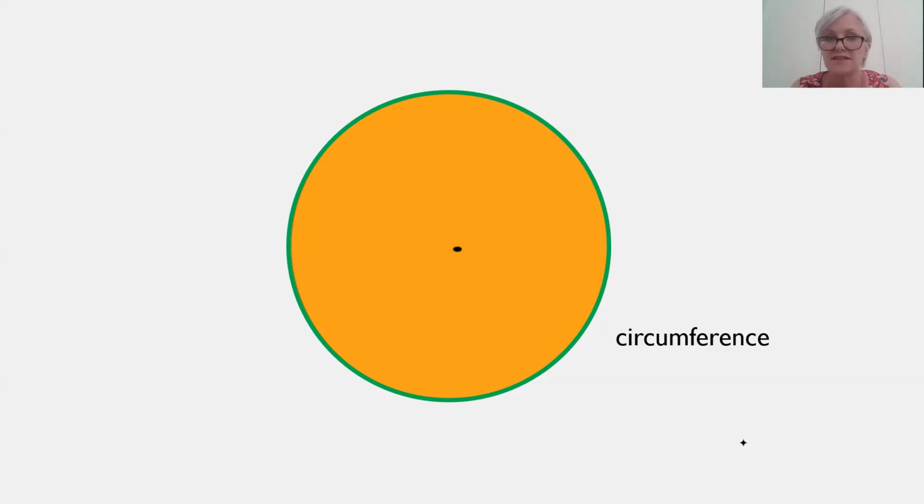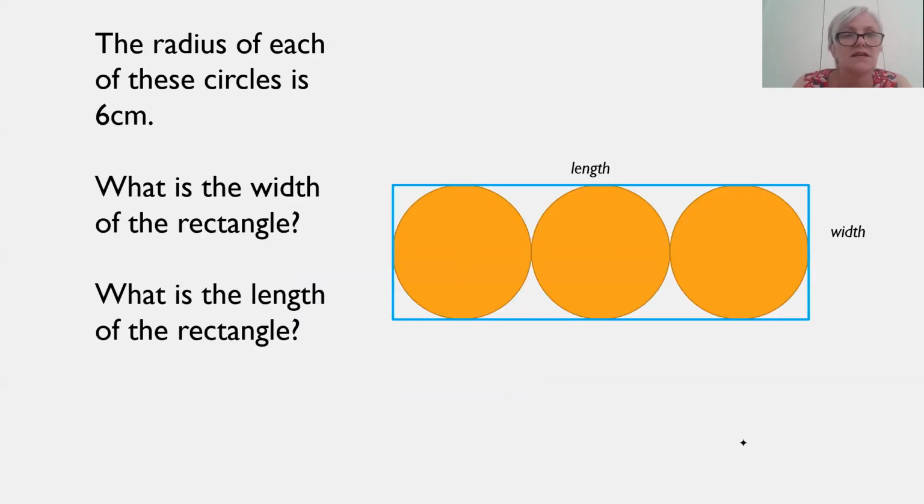Of course, the radius and diameter relate to the center point, the fixed point in the center. Okay, perfect. So if we look at this diagram here, we can say that the radius of each of these circles is 6 centimeters.